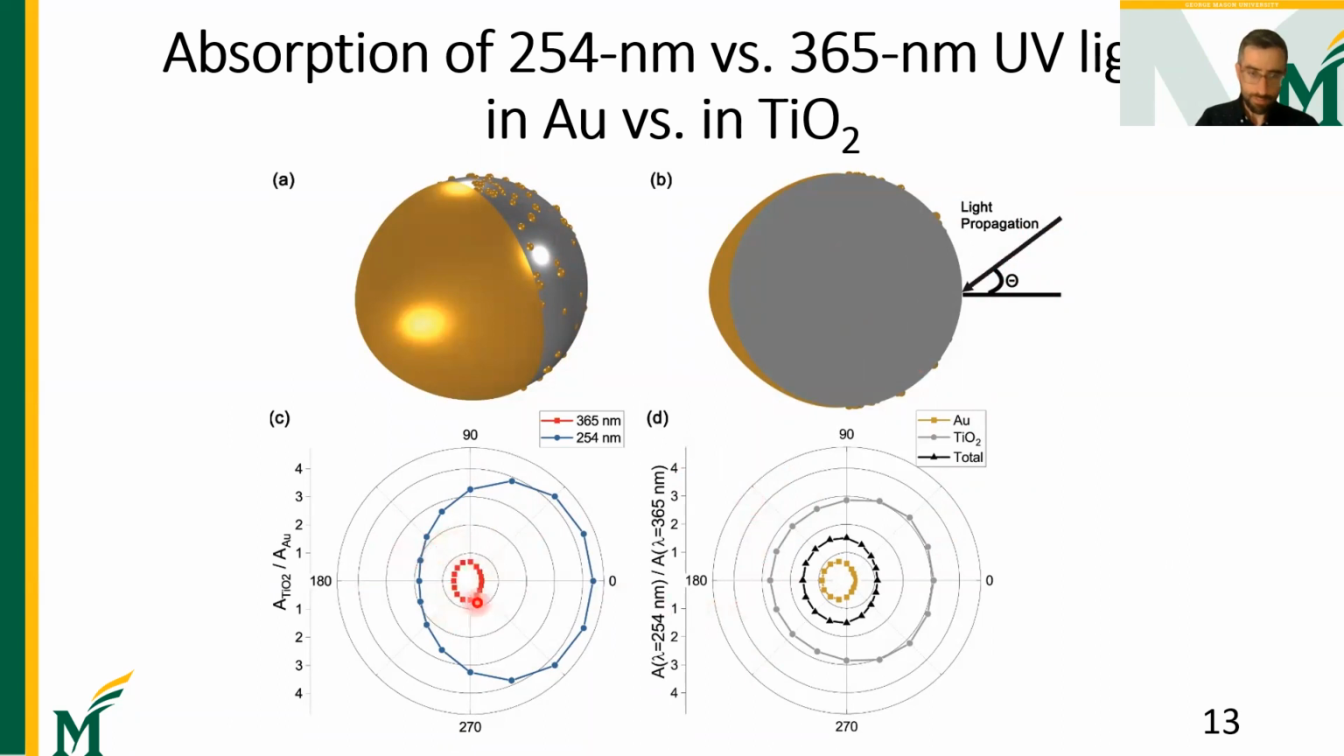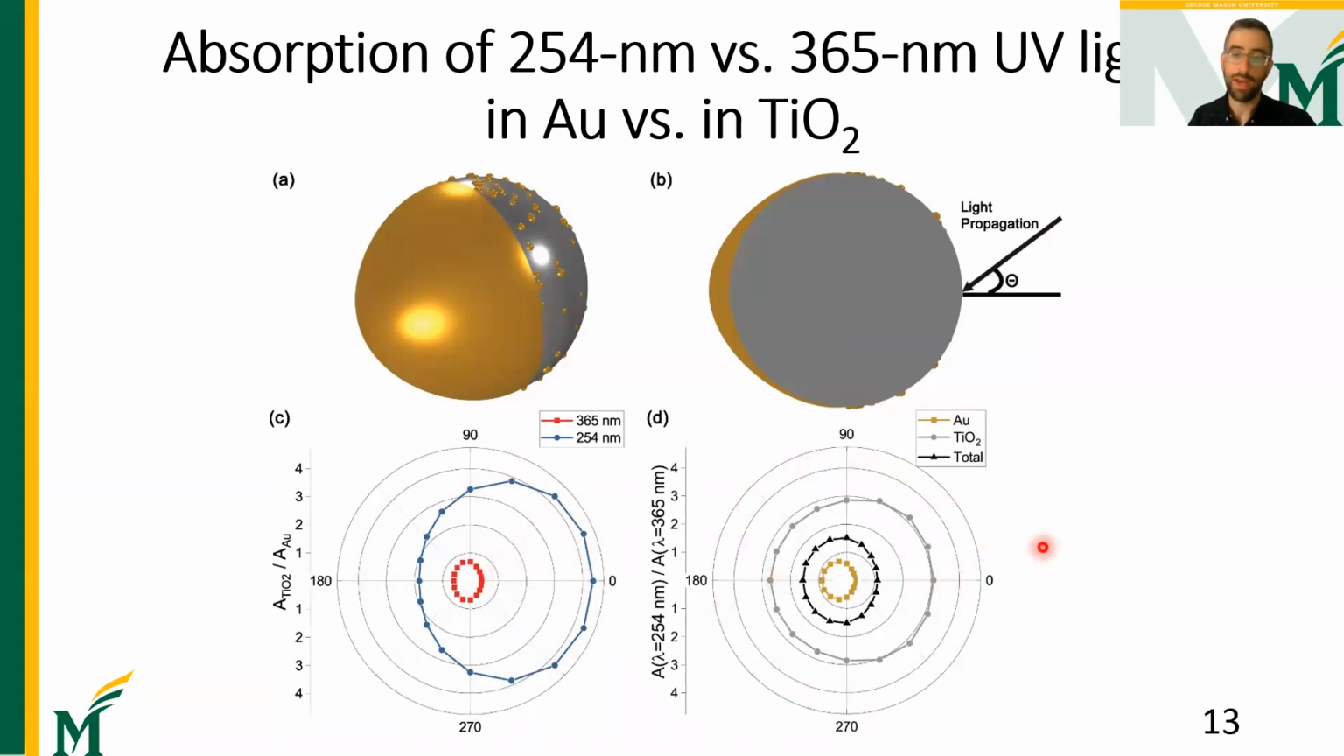In panel C, we're plotting the absorbance in the TiO2 divided by the absorbance in the gold as a function of the incidence angle of the light. Okay, so at 365 nanometers, most of the light is absorbed by the gold, not by the TiO2. At 254, unsurprisingly, most of the light is absorbed in the TiO2, specifically in the case of theta equals 0, when the light is directly incident on the TiO2 face. But generally speaking, for any theta, more light is absorbed in the TiO2 at 254 compared to the gold.